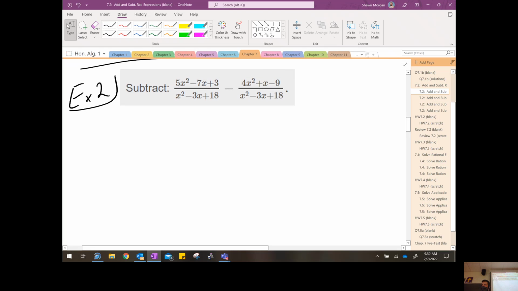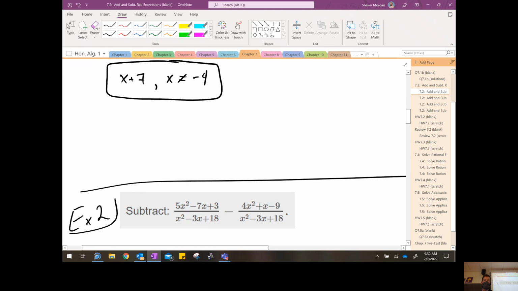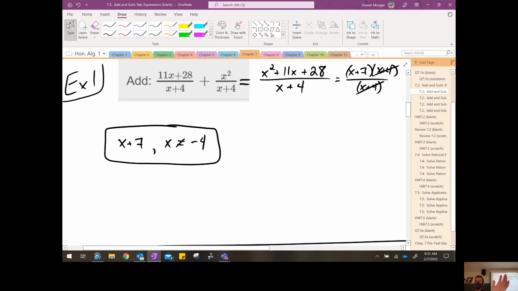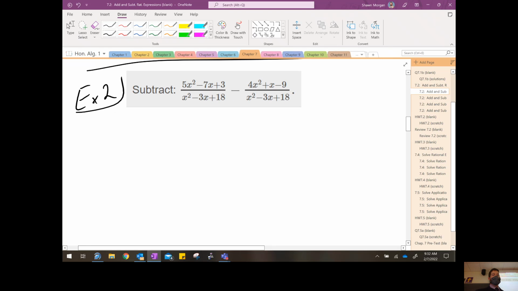Would it be wrong if you did put a restriction? Not necessarily, but I'm trying to teach you a good habit, right? So like if you had written x plus 7, you would have gotten full credit. Everybody would have known what you were talking about. But if the instructions had gone a step further and said, simplify this fraction, list any restrictions, then it's plain as day. You're like, okay, let me list these out. But that's what they mean by restrictions, okay?